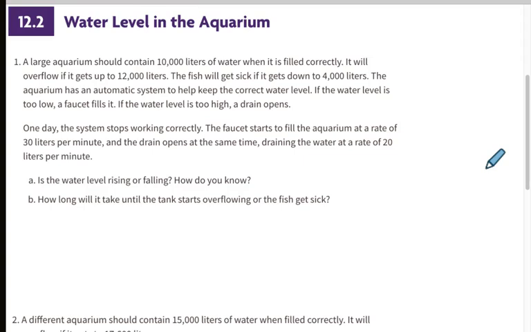The faucet starts to fill the aquarium at a rate of 30 liters per minute, and the drain opens at the same time, draining the water at a rate of 20 liters per minute. Is the water level rising or falling, and how do you know?